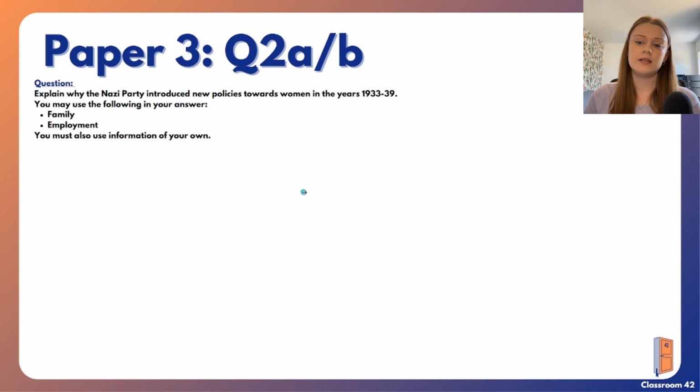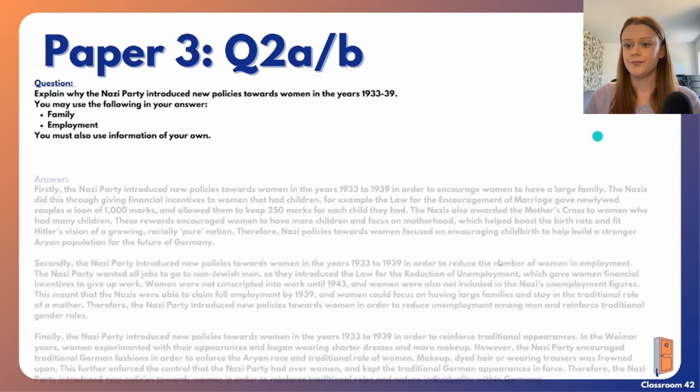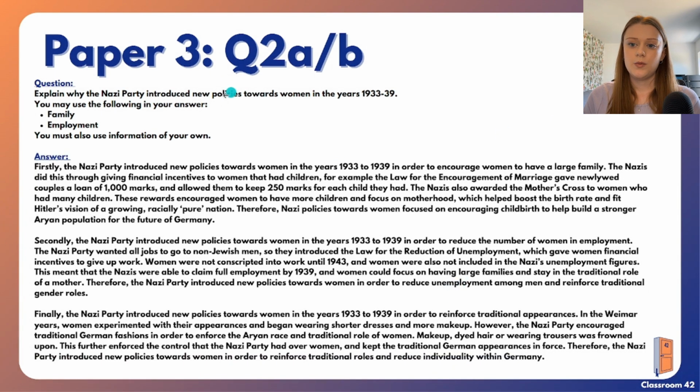So let's have a look at an example question. Our question is, explain why the Nazi Party introduced new policies towards women in the years 1933 to 39. You may use the following in your answer, and we've got family and employment. So those are our two stimulus points that I mentioned.